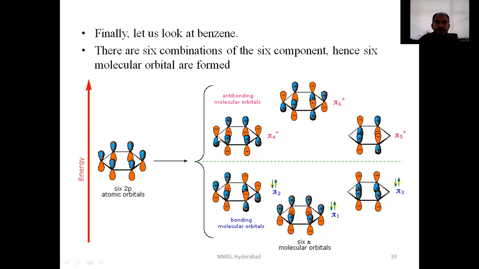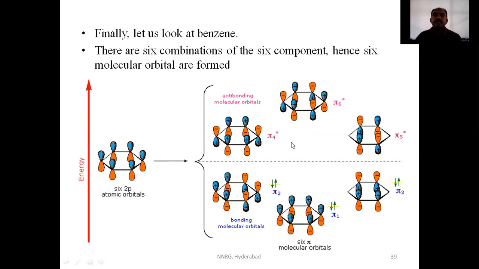So here also, if you see, these three p orbitals alternate to each other. Green, that is blue, orange, and blue. Blue, orange, and blue. They have no interaction between these two and these two, but there is an interaction between these two. So it is forming a molecular orbital, but there is a node formed here, a node formed here, and a node formed here.